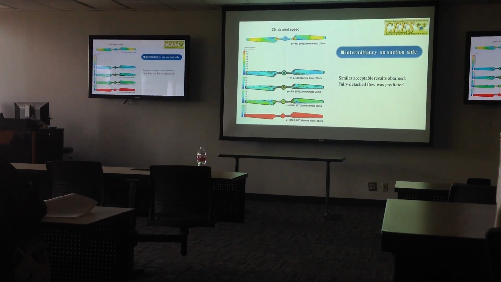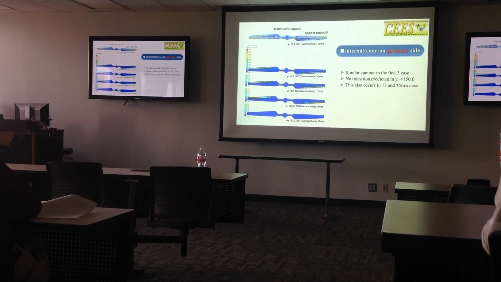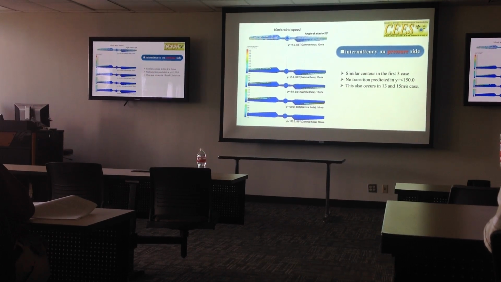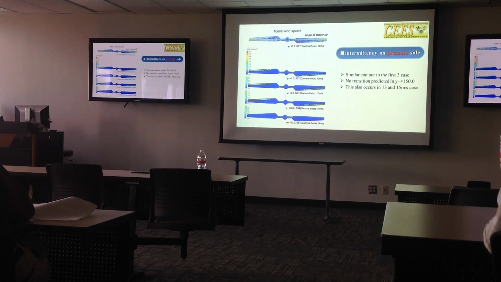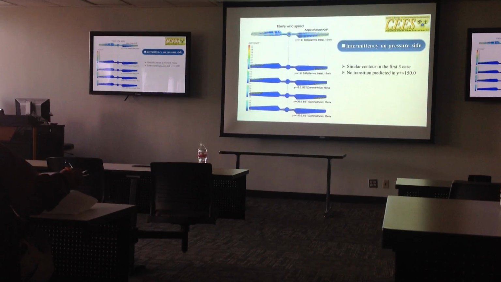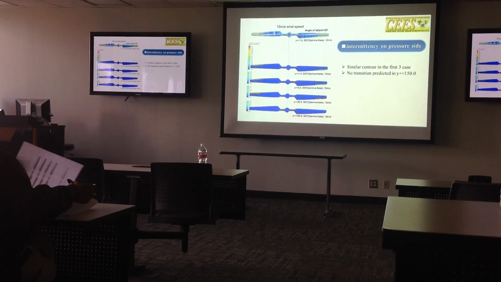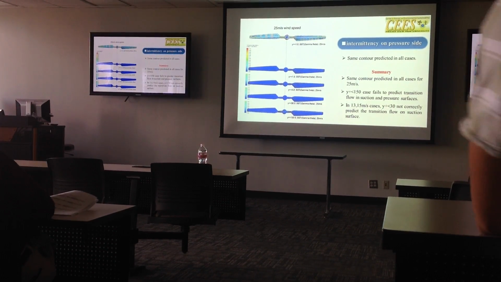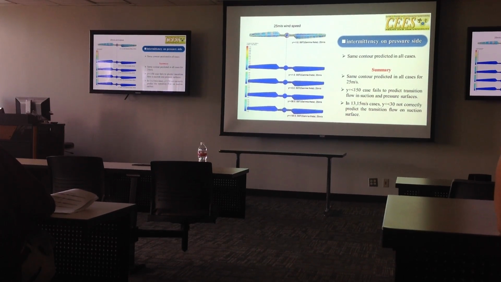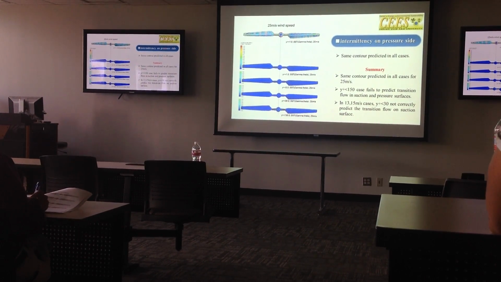Now we come to the pressure side for this parameter. We found the first three cases have a similar contour predicted, and no transition is predicted in the last case. A similar result happened in the 13 and 15 cases. As the wind speed increases, the region for this part becomes smaller and smaller. And for 25, since it's totally detached, the difference does not exist in this 25 meter per second case.